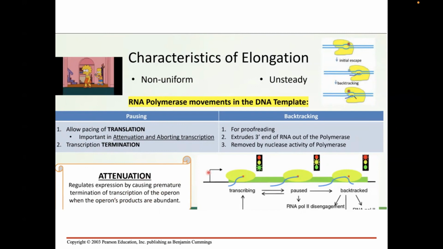Next naman po is the backtracking. It is for proofreading. It extrudes the 3' end of RNA out of the polymerase and then it is removed by nuclease activity of the polymerase. Yung proofreading, yun yung binabalikan natin yung mga nabuo nating mga base pairs to check pag merong kakaiba. Okay, so meron tayong different na hindi dapat siya yung ka-base pair niya. Yun yung ginagawa natin sa proofreading way back sa ating DNA replication. So for the elongation of the RNA, start siya ng transcribing. Okay, yung transcription natin. And then the pausing, and then the backtracking, kung saan involved na yung ating proofreading.